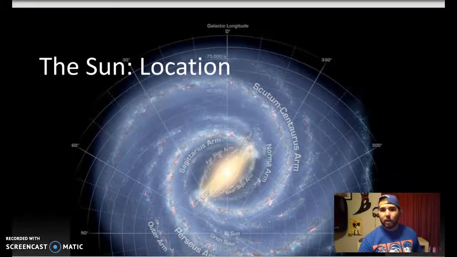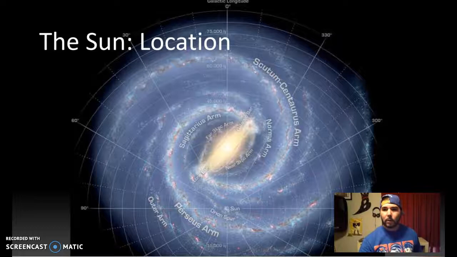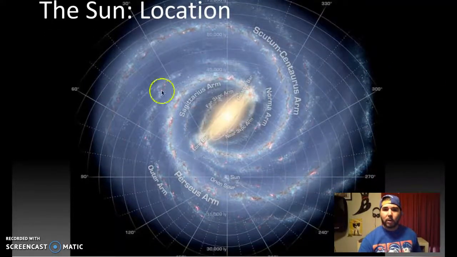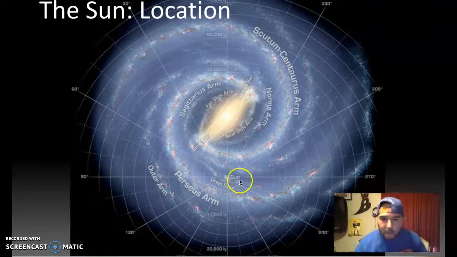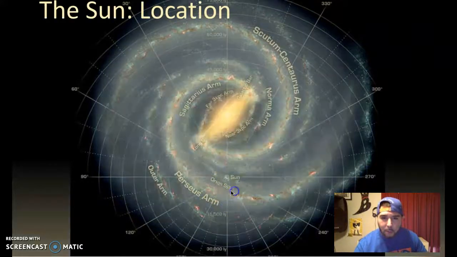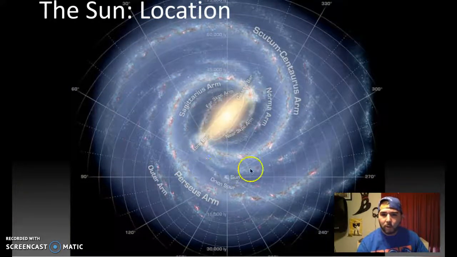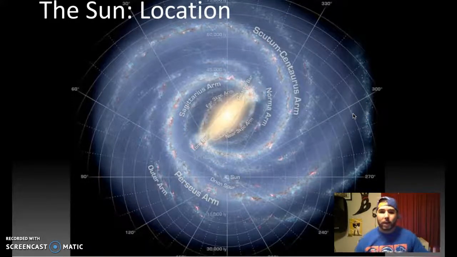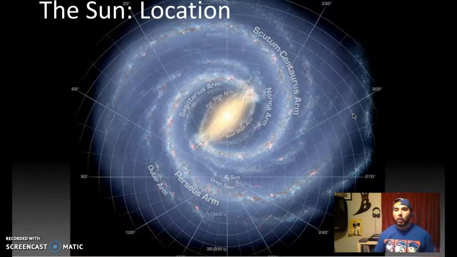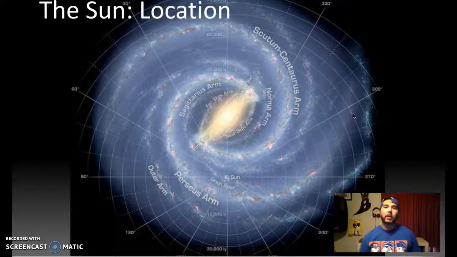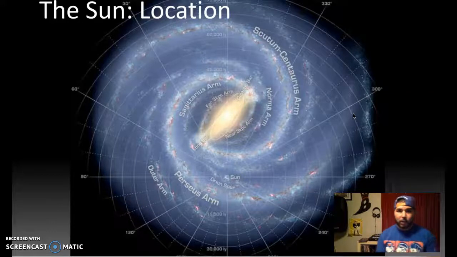Our next slide here is the sun's location. And here, this is our Milky Way. And here is our sun. It's right here by the Orion Spur and the Perseus arm. Here's the outer arm. You can see it's like a spiral here, our Milky Way galaxy. The sun does not stay in one place, it does move. I know at one point in time it was believed that it did not move, but the sun does move. It doesn't stay in just one place all the time.